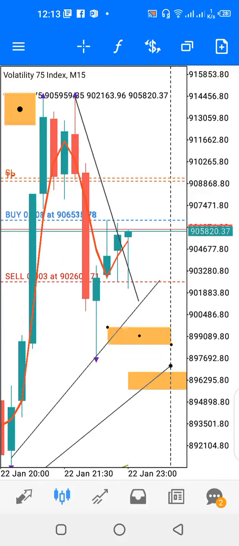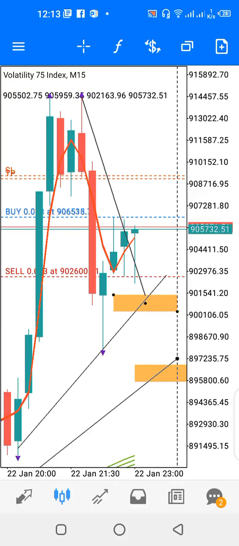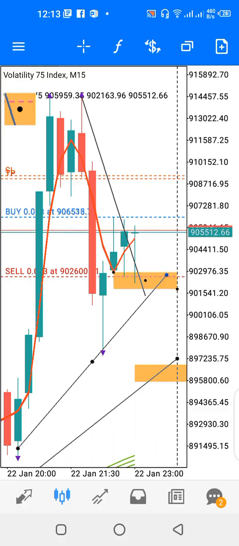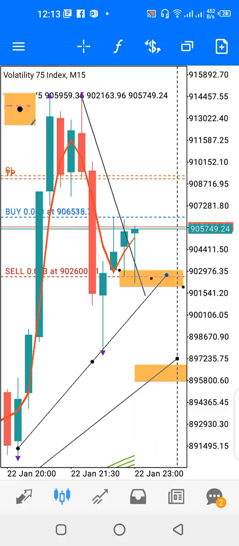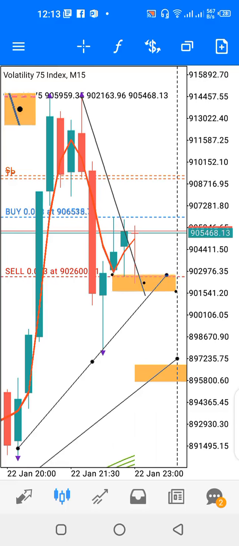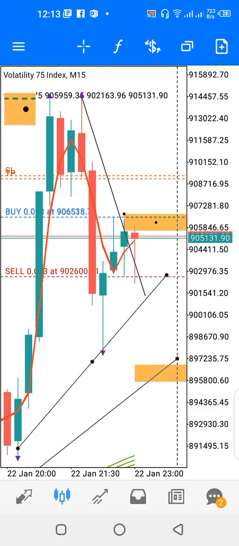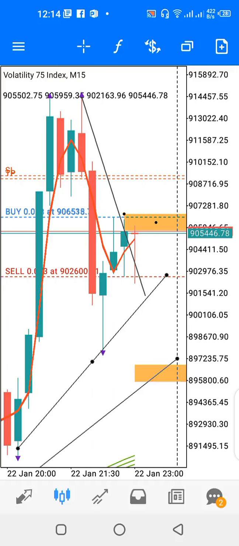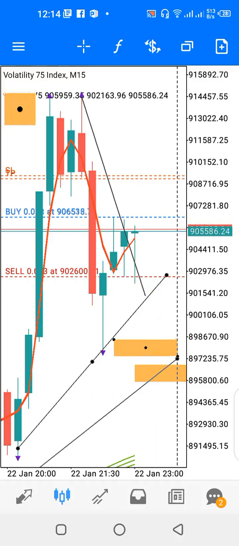If I had placed the third edge, which is 0.024, much higher than all other lot sizes, and it is triggered, as price goes up my balance will have a much bigger drawdown, and that will become kind of dangerous for my account.